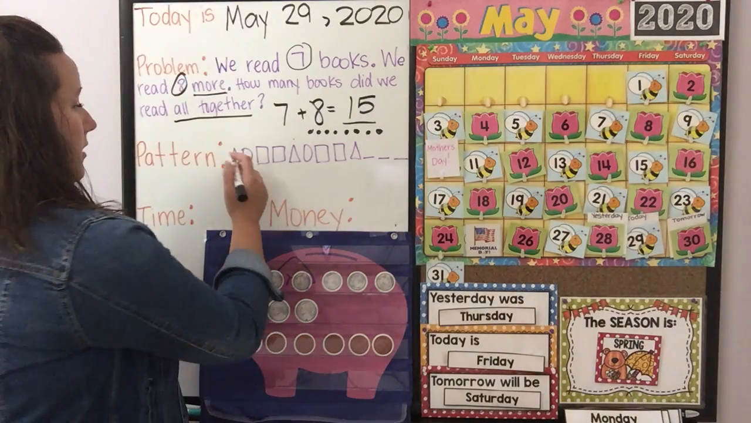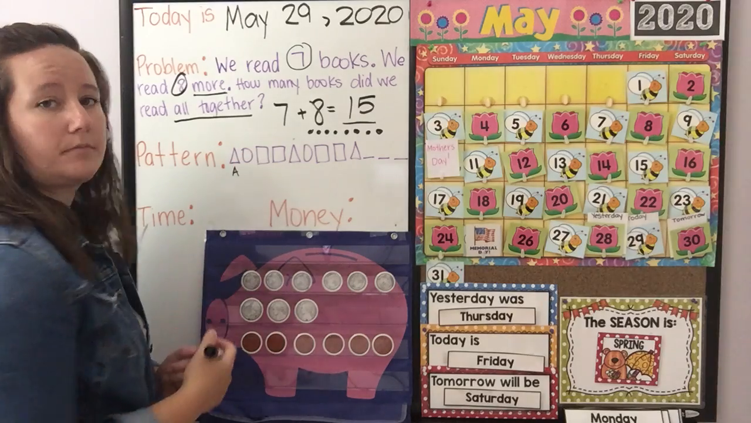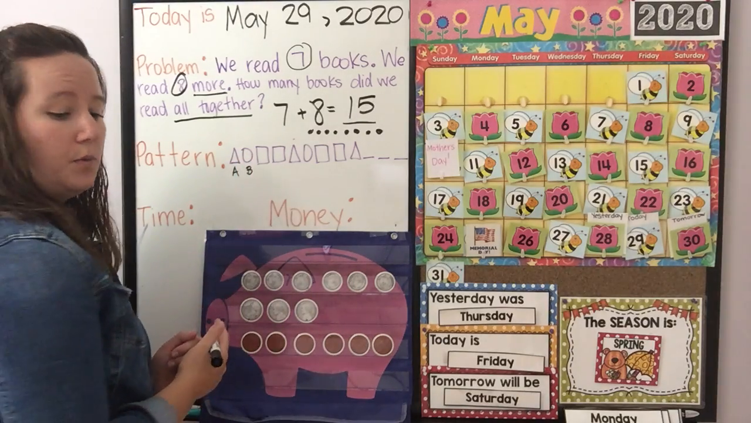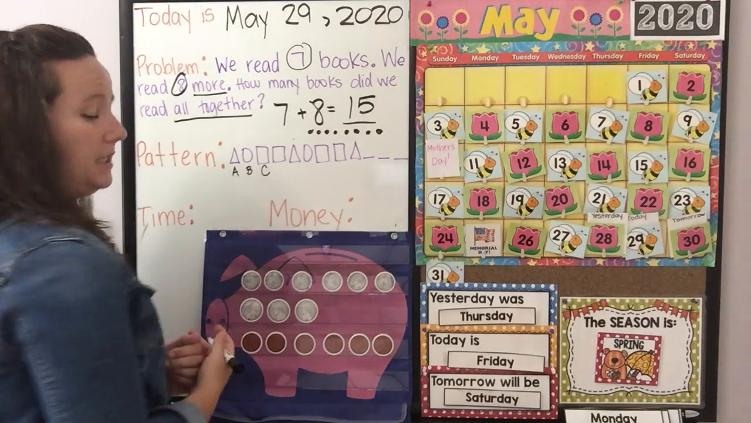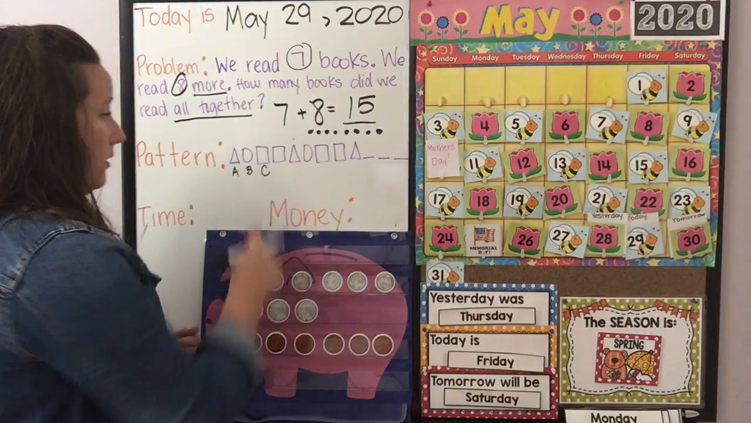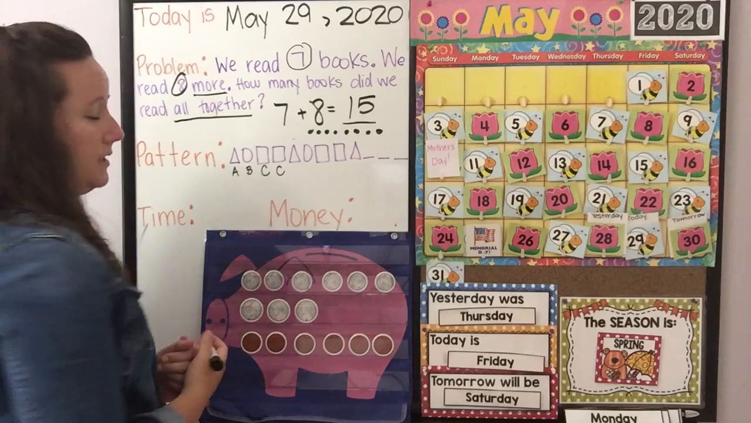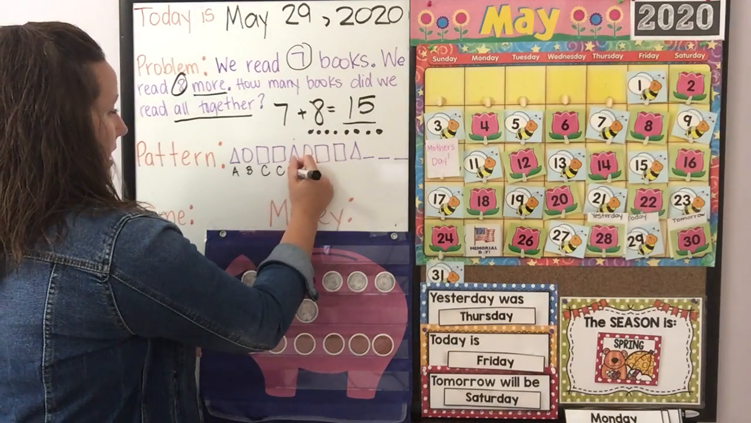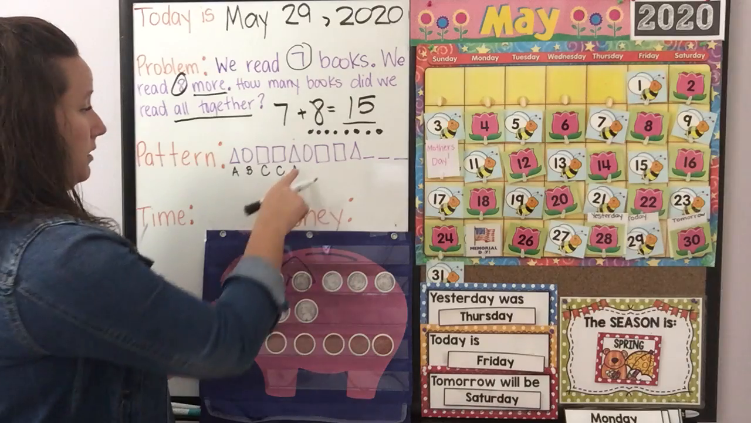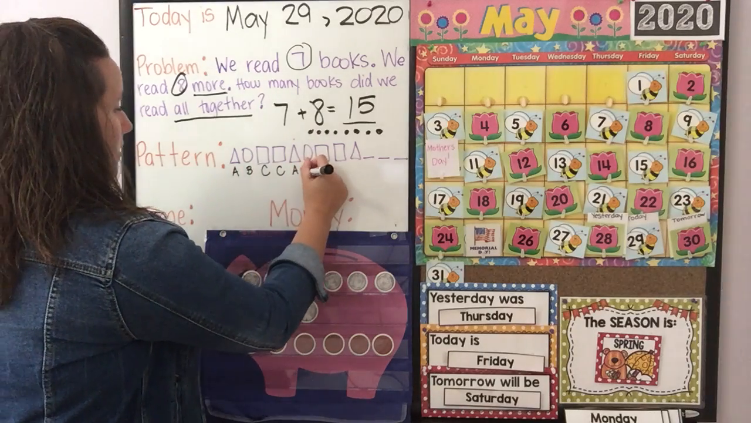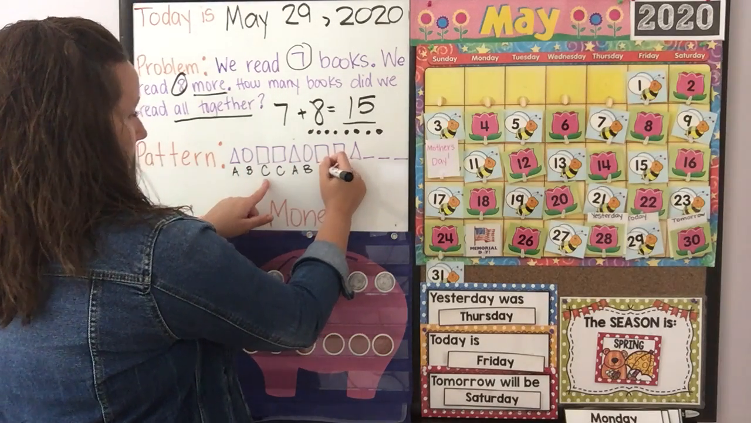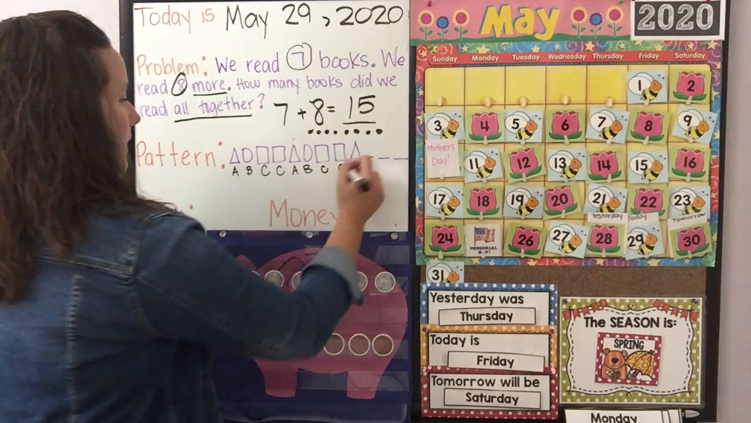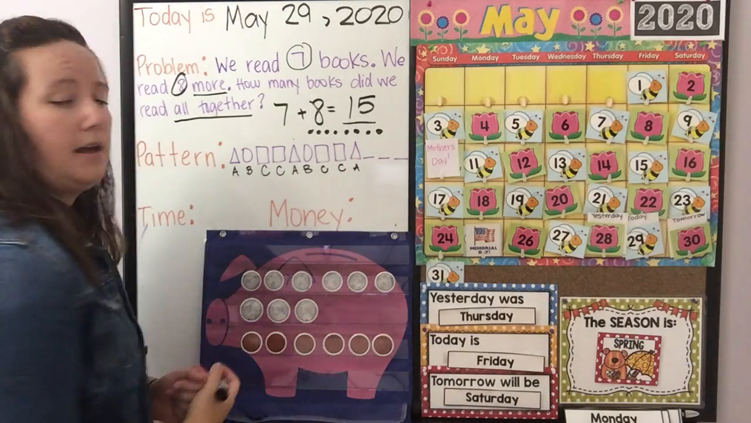So let's start with triangle is going to be A. Circle is B. Then square is a new shape, so that's going to be C. Then we have square again, so it's another C. Then we're back at triangle, which was an A. Circle was B. Square was a C. And another C. And then we have triangle again, which was A.